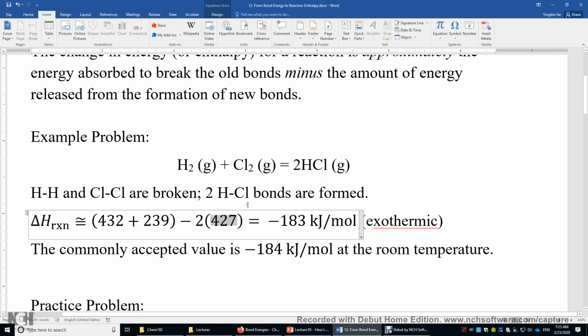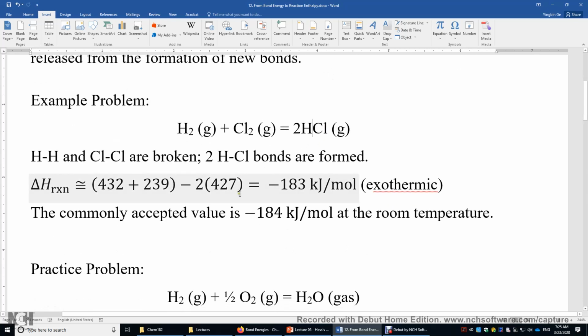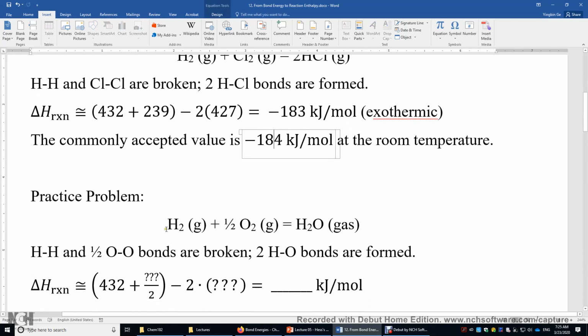Why does HCl also have a fairly strong bond? Very simple. This is a polar molecule. You have a delta plus charge on hydrogen and a delta minus charge on chlorine. Therefore, it's a polar bond. There's a little bit of electrostatic attraction between H and Cl going on. That's why. Now let's work on a practice problem.